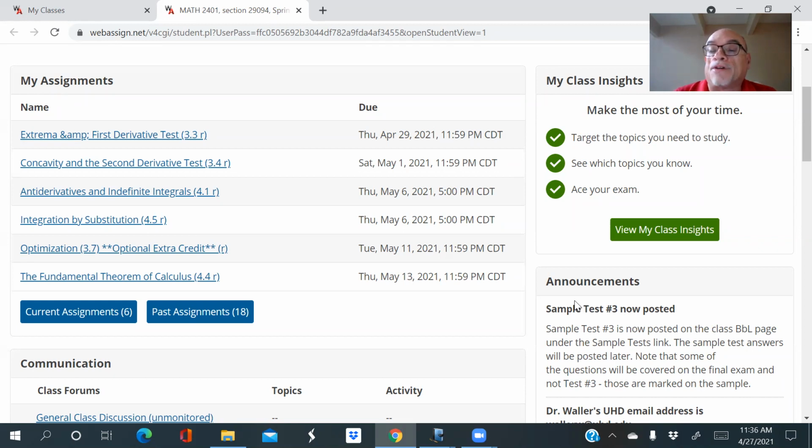So there is a final exam review, but part of the sample number 3 test is also problems that would be on the final, but not on test number 3. When you look at the sample test number 3, at the end there's a section that's marked off and says these problems are covered on the final exam, but will not be covered on test number 3. So that's even more preparation you can have for the final exam.